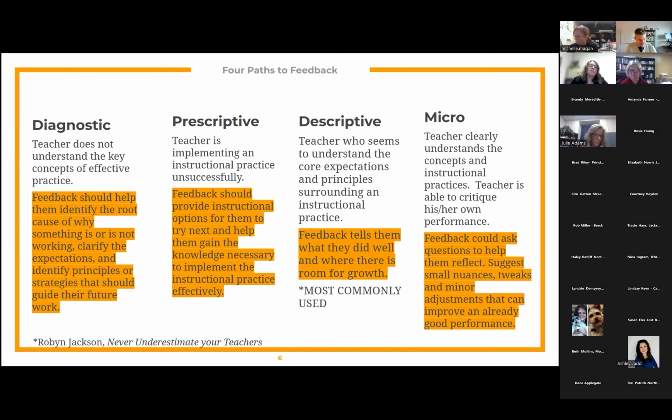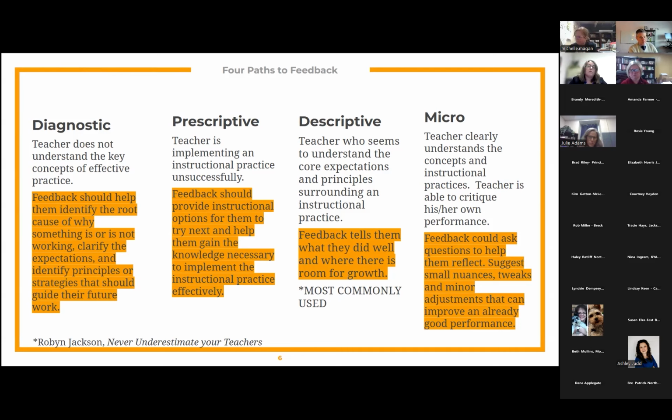But the most commonly used feedback in our district, that we've found through analyzing all the different feedback we give to our teachers, is descriptive feedback. This tells them what they did well and where there's some room for growth. Like we have a lot of people that love that sandwich method that we talked about a minute ago. They love to start with a positive, end with a positive, and maybe there'll be one little strategy tucked in there in the center.